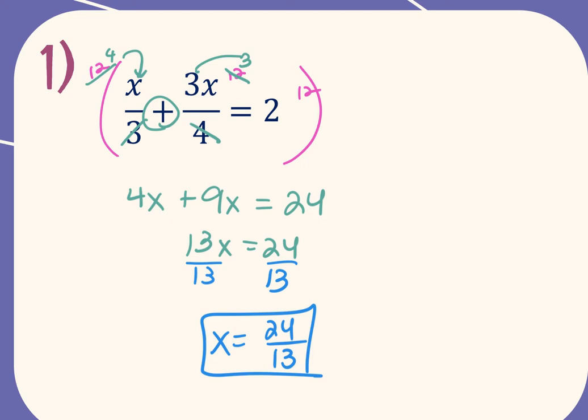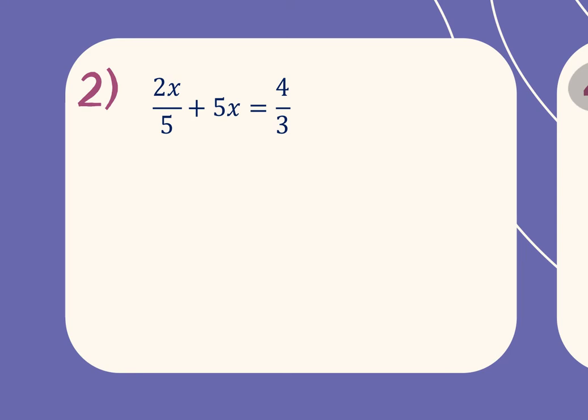For 2, my least common denominator is now what? 15. I'm going to multiply it here. I'm going to multiply it here. I'm going to multiply it here. 5 goes into 15 3 times. 3 times 2x is 6x plus 5 times 15 is 75x.